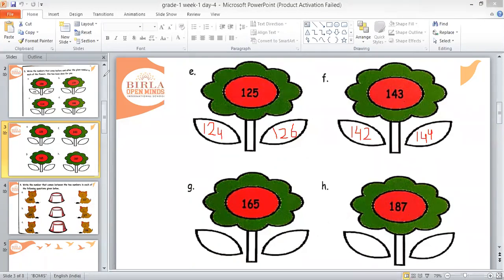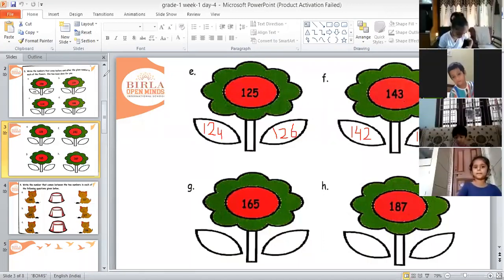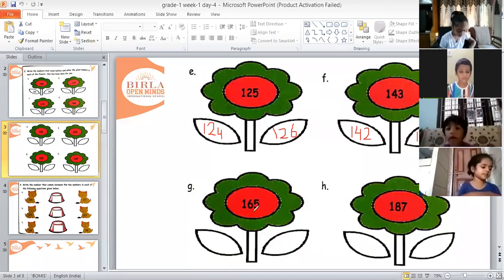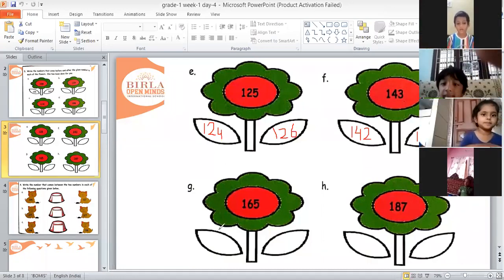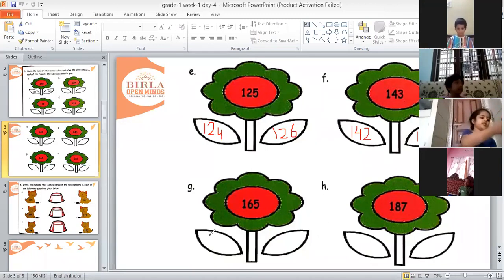Now, this is bit G. Brinda, tell me what is the number inside that flower in bit G? What is the number inside this flower? 165. So what comes just before 165? 164. Very good. 164 comes just before 165. And what comes just after 165?